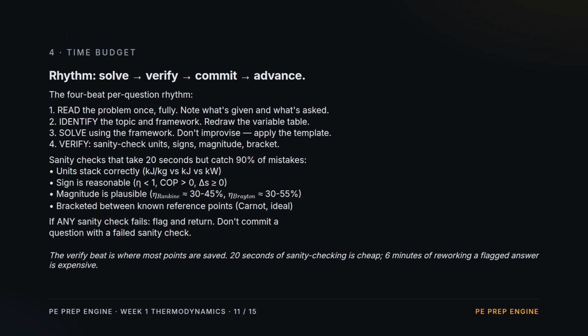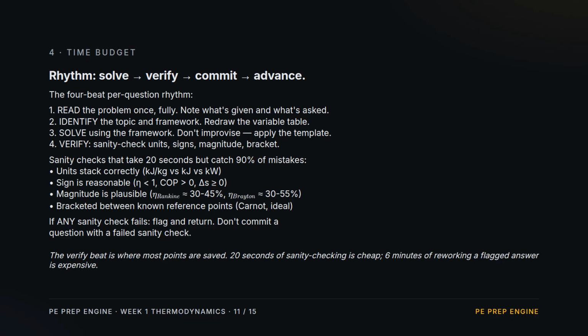The per question rhythm is 4 beats. Read once, fully. Identify the topic and framework. Every thermo problem fits one of our 10 topics. Redraw the variable table. Solve using the template. Then verify. 20 seconds of sanity checking catches 90% of mistakes.